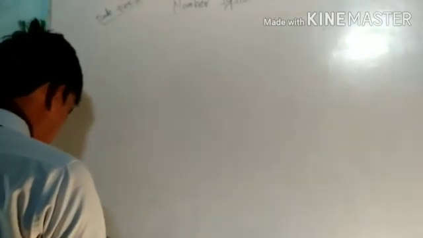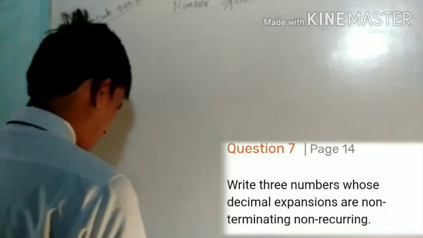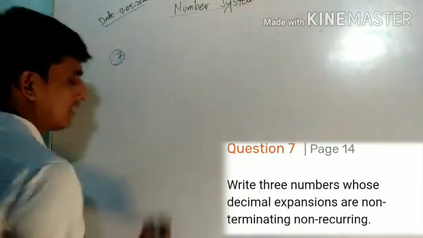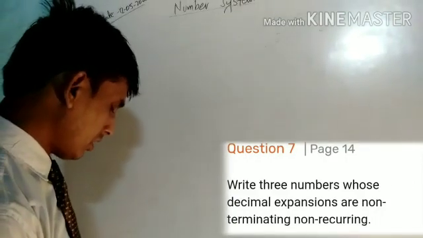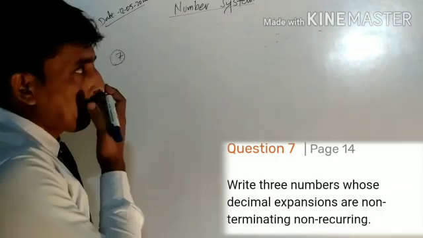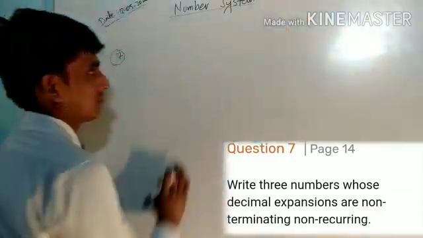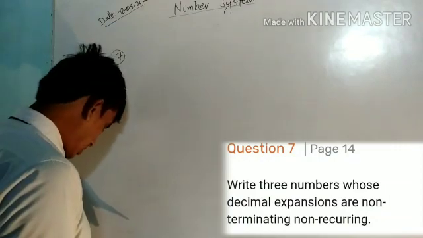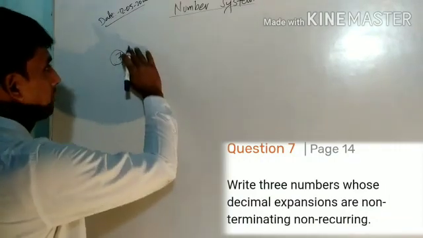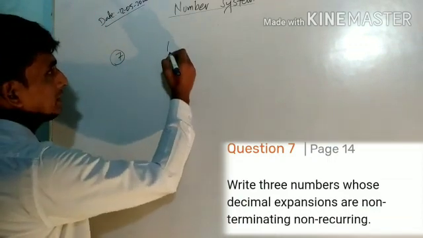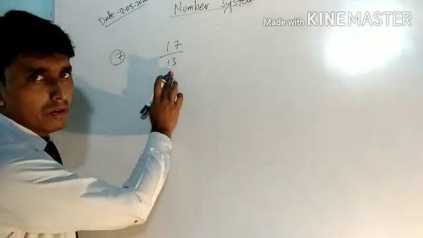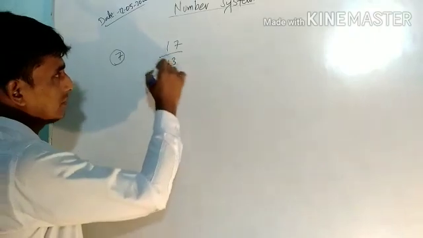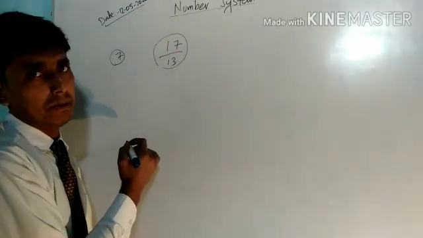Question number 7. Write the numbers whose decimal expansion are non-terminating and non-recurring. You have to write 3 numbers whose decimal expansion is non-terminating and non-recurring. As I have already discussed, for example, if I am writing 17 by 13, here the denominator is not in the form of power of 2 or power of 5. So this will be having non-terminating and non-repeating.